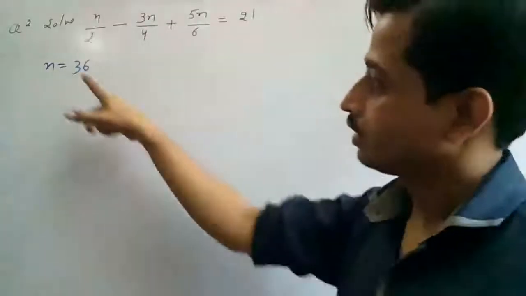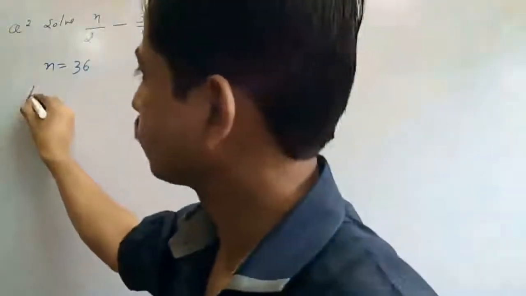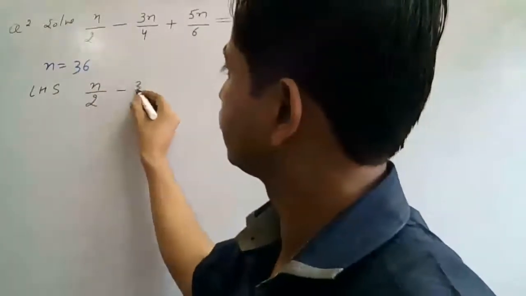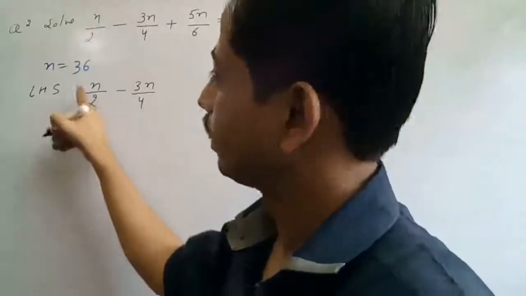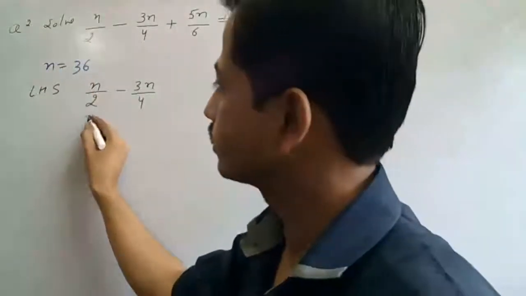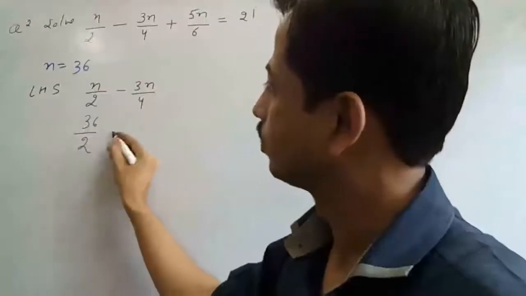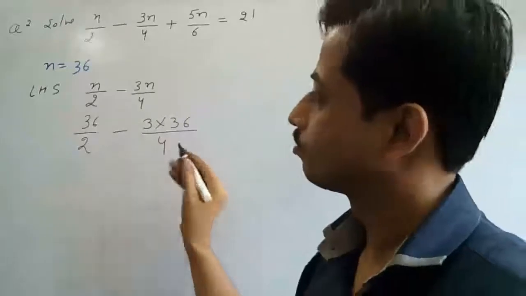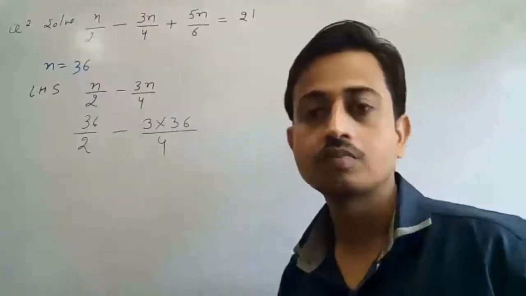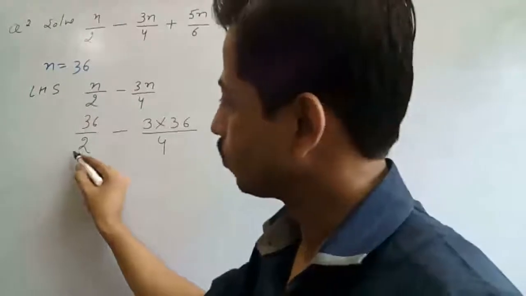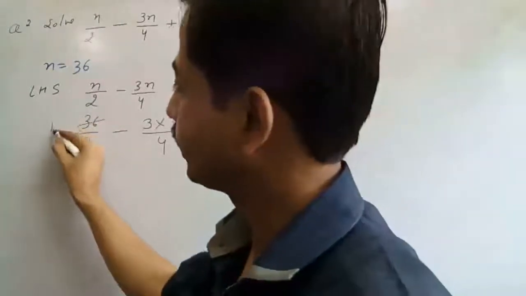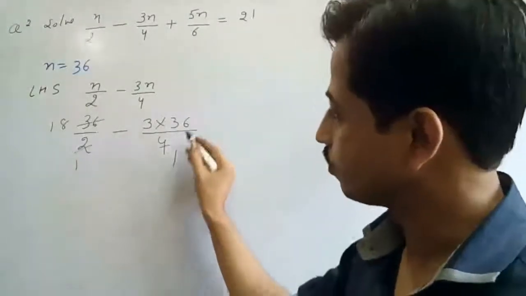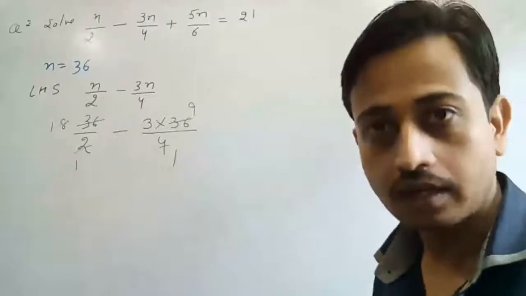Now do verification. n is equal to 36. Left hand side is what? n divided by 2 minus 3n divided by 4. And what's the value of n? n is 36. 36 divided by 2 minus 3 into 36 divided by 4. Now look at these terms, may be cancelled out on the table of 2. 2 ones are 2, 2 eighteens are 36. Now this will also be cancelled out. 4 ones are 4, 4 nines are 36.